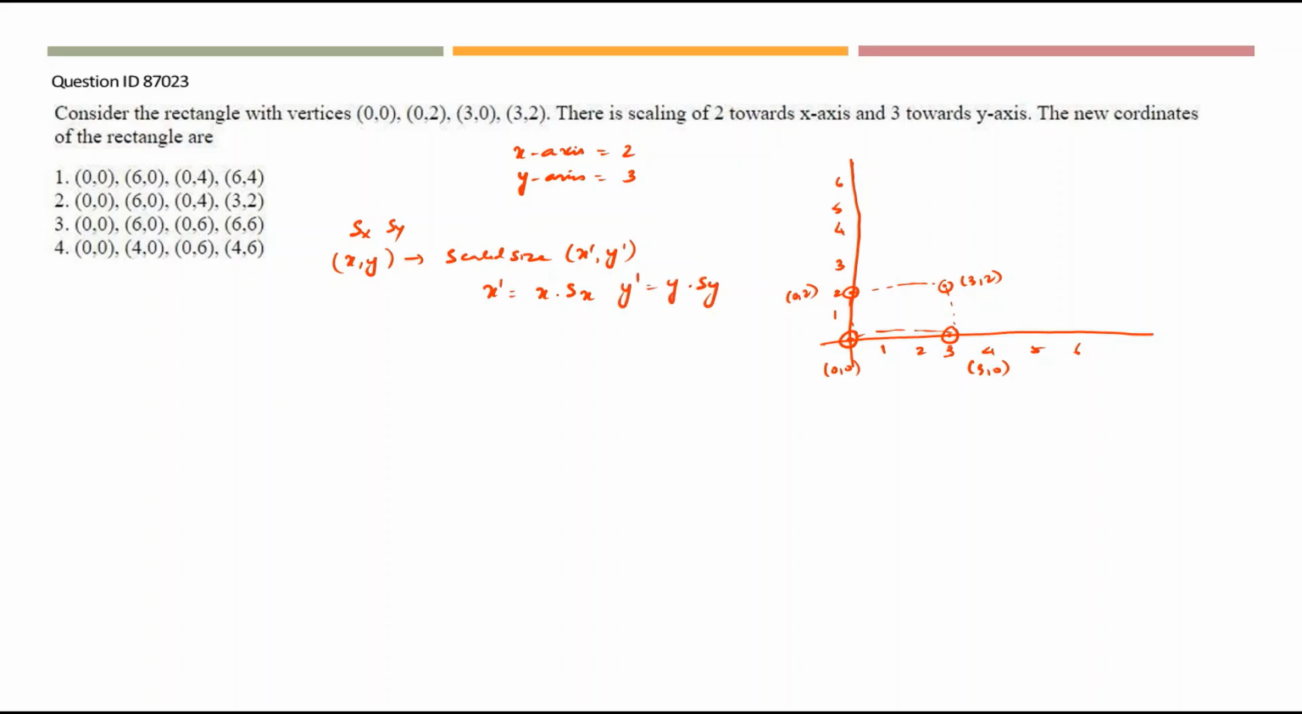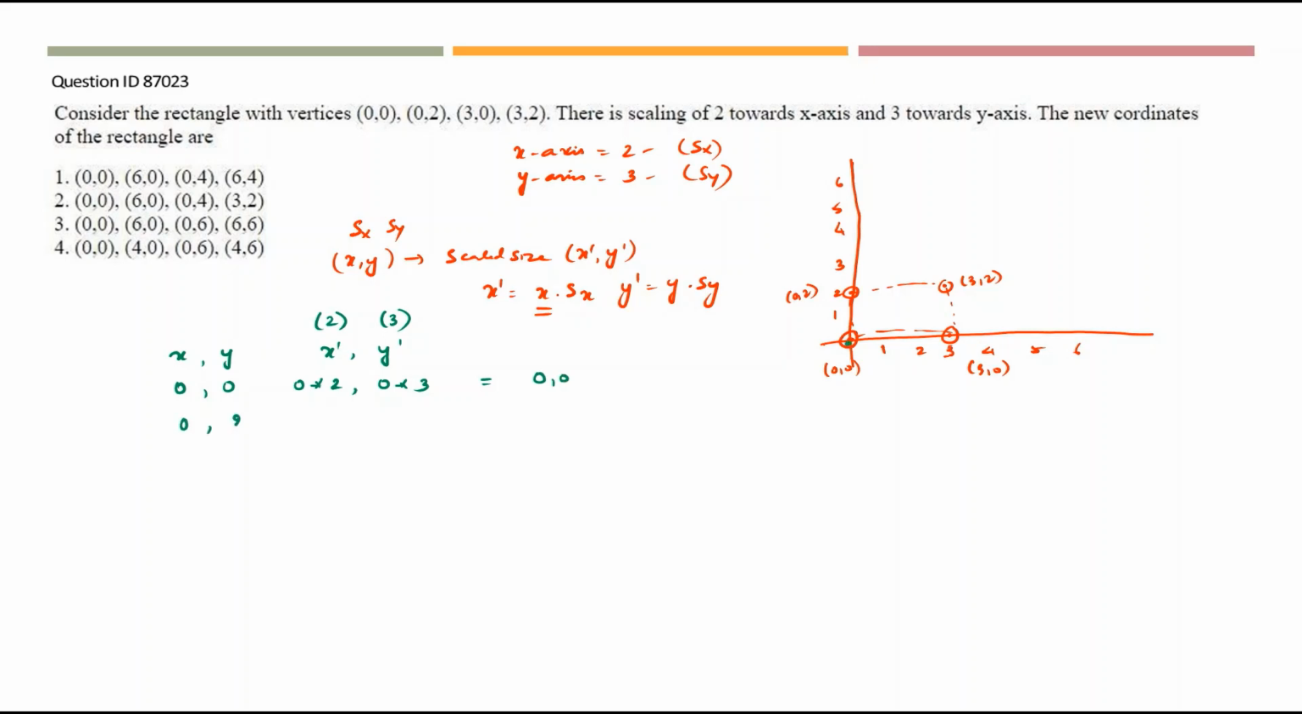For now, we can take x to be the coordinates that are already given in the question, x comma y. This is sx and this is sy. So the scaling factor is how much it has to be scaled. This is x and this is y. So 0 comma 0. This is the new coordinates x dash comma y dash. 0 into 2 comma 0 into 3. This has to be multiplied by 2 and this has to be multiplied by 3, which is equal to 0 comma 0. So the same place it is.